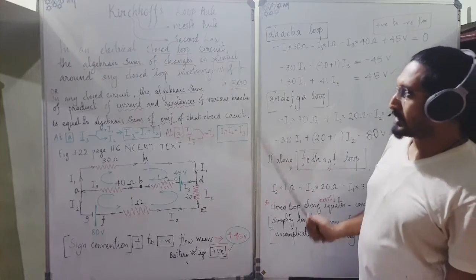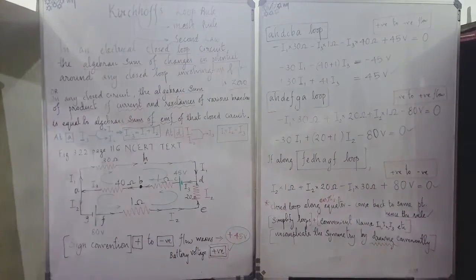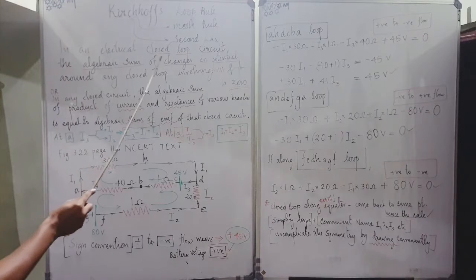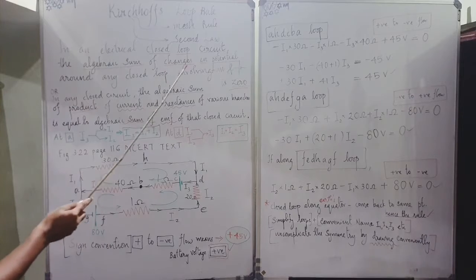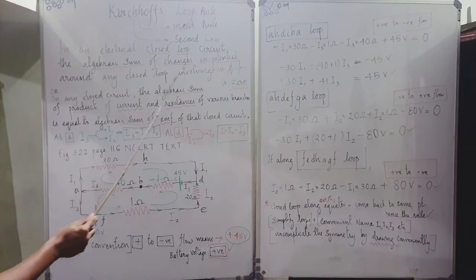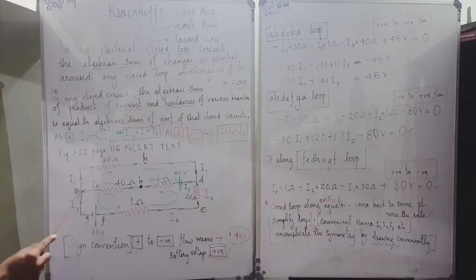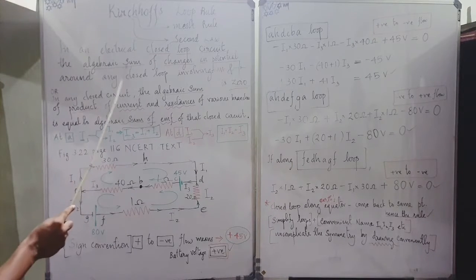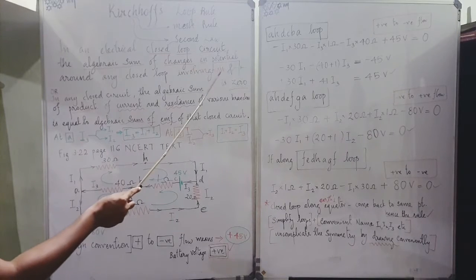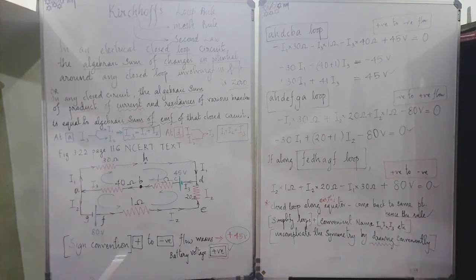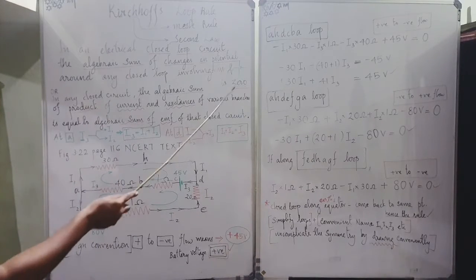So, coming to the second law, the NCERT definition says: in an electrical closed loop circuit, the algebraic sum of the changes in potential around any closed loop, that means added together, the changes in potential. What are the potential differences over here? Those across a resistance with the current flowing through it. The algebraic sum of all the changes in potential around any closed loop involving resistance and cells is 0. When we calculate all these potential changes, then it will become 0.